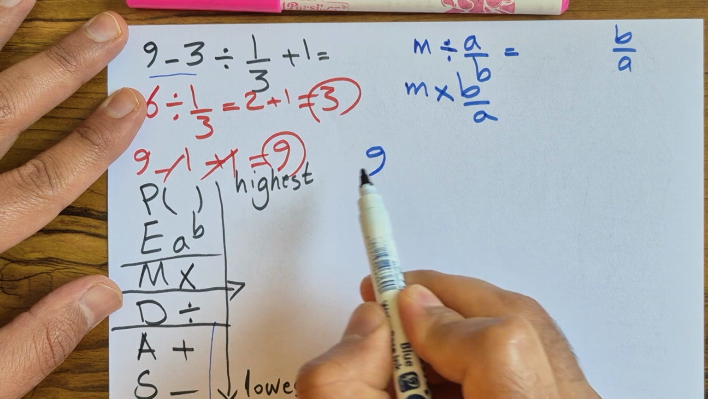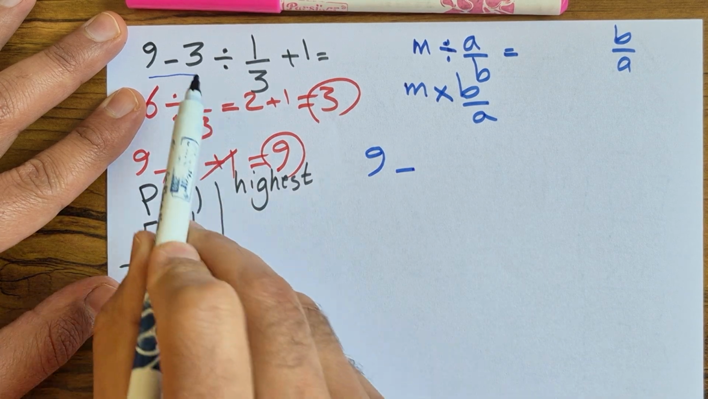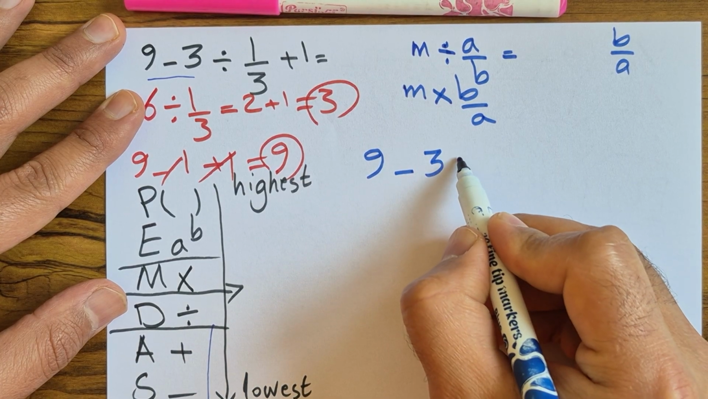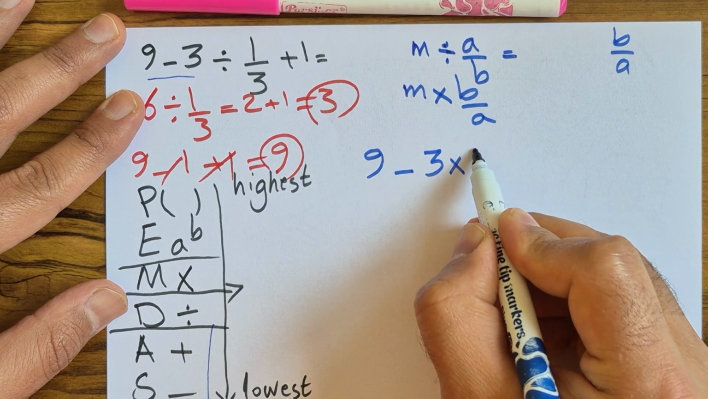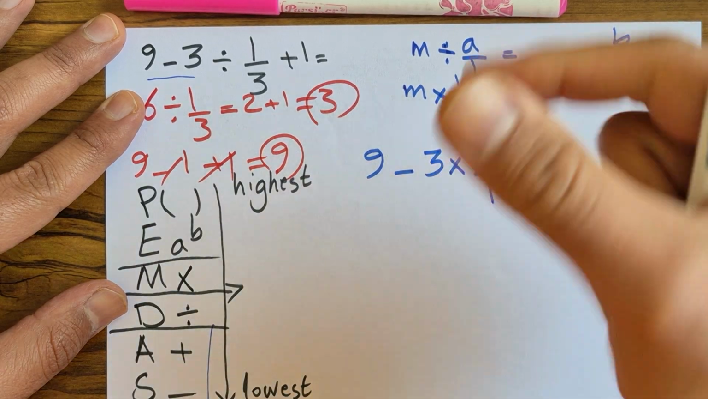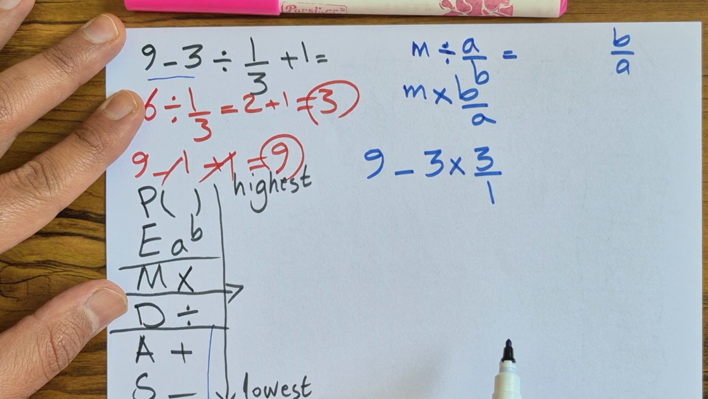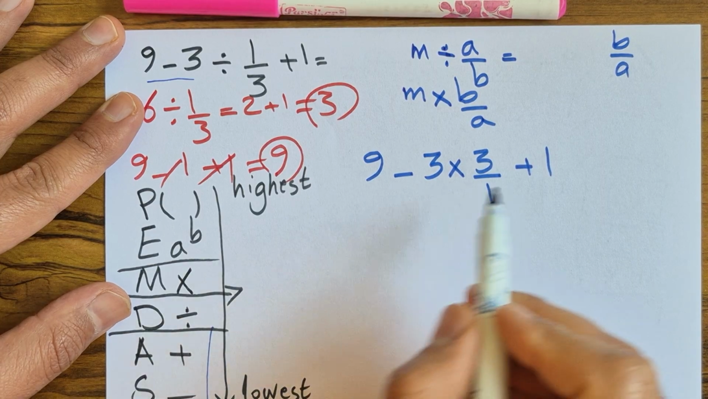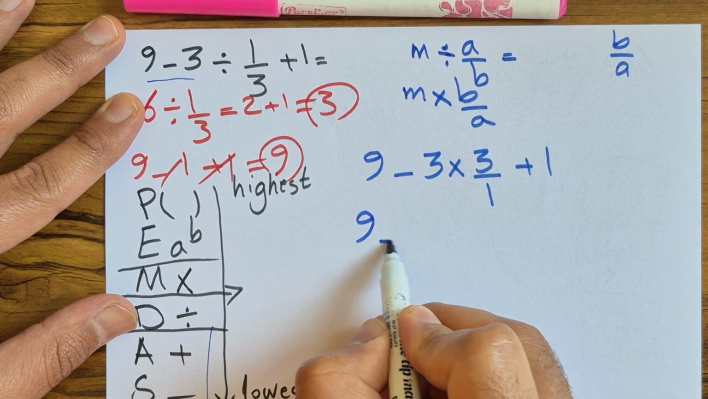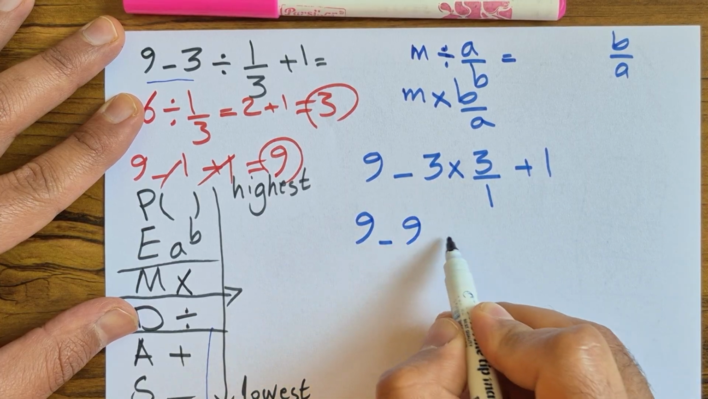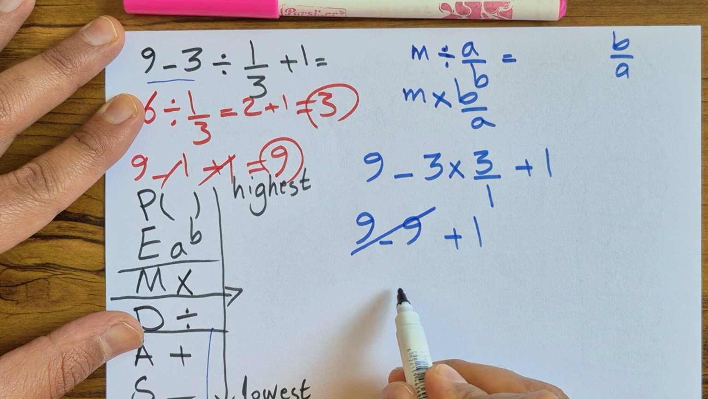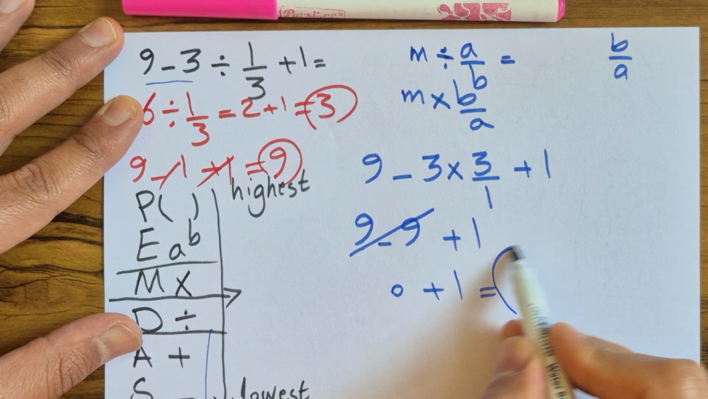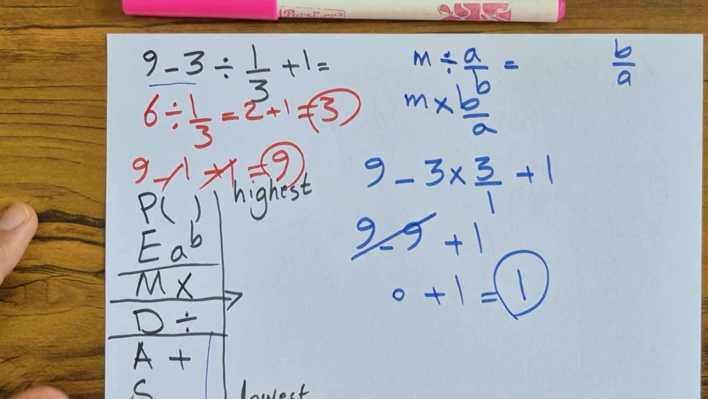So let's revisit it again. 9 minus, instead of 3 divided by 1/3, we can turn it into multiplication as 3 times 3 over 1, which is the reciprocal of 1/3, and then plus 1. Now again, we have a multiplication to do before addition and subtraction. So 9 minus 3 times 3, that is 9 minus 9, which gives us 0, and then plus 1, and 1 is the only correct answer.